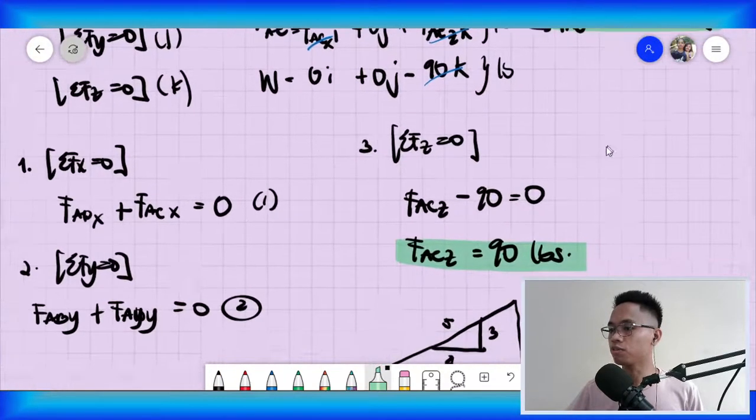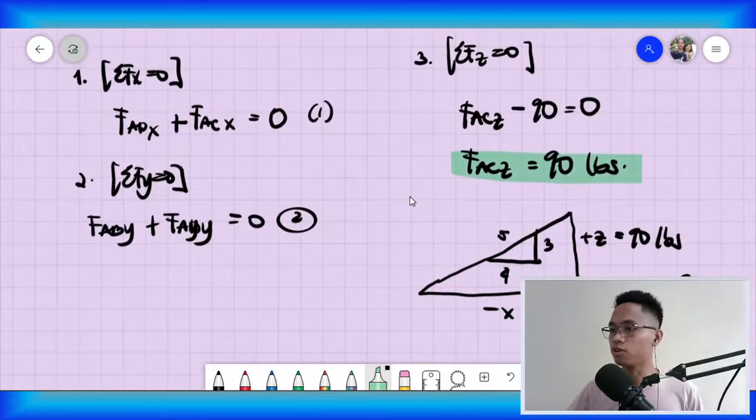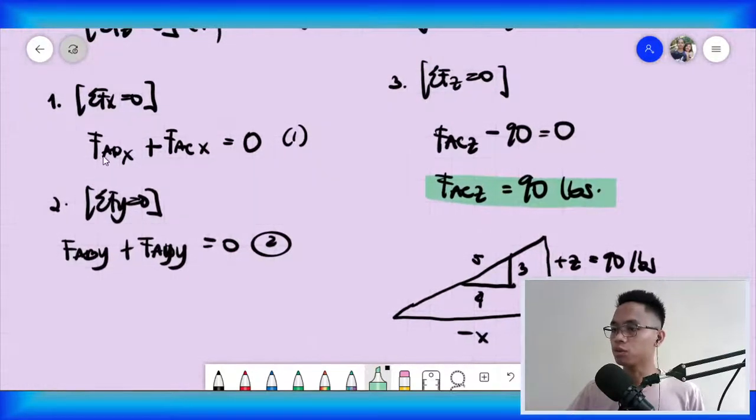Next, how can we solve the other unknowns? We can solve your FAD here, using your equation 1 and substituting the value of your AC. Your AC is negative 120. So therefore, your FADX is equal to positive 120 pounds. That is based on equation number 1.